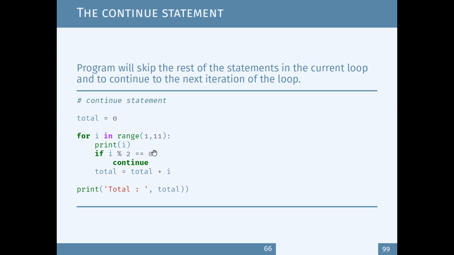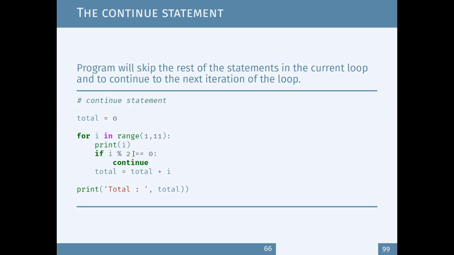And what this statement means: you divide 1 by 2 and you check the remainder. We know when we divide 1 by 2, the remainder is 1. So this is not true, so nothing will happen here. So you add that number 1 to the total.